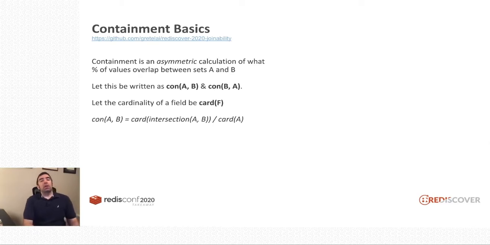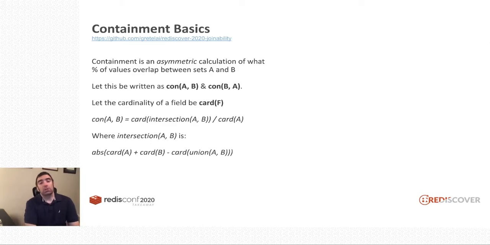So the containment of A inside of B is defined as the cardinality of the intersection between the two sets divided by the cardinality of A. Now, if we were saying the containment of B inside of A, our numerator would be the same, but our denominator would be the cardinality of B. This yields a score between 0 and 1 that tells you what percentage of A is actually inside of B.